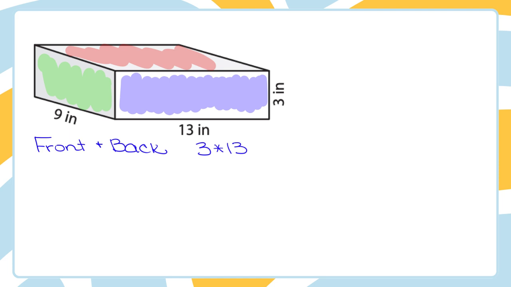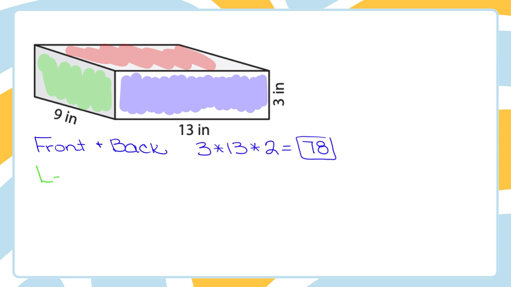Double it. So I can multiply it by 2, and 3 times 13 times 2, Abigail, is 78. Okay. So I have the area of the front and the back combined. Yes.